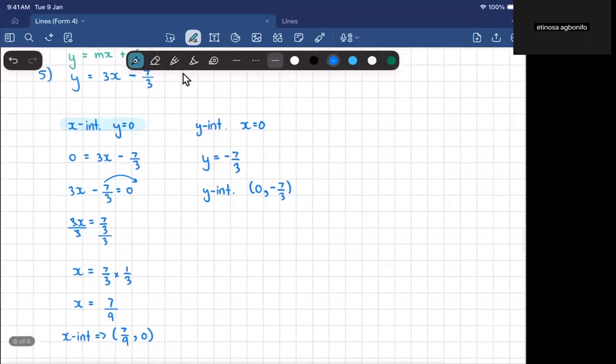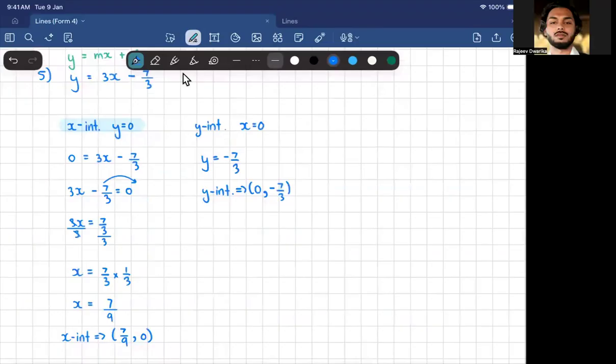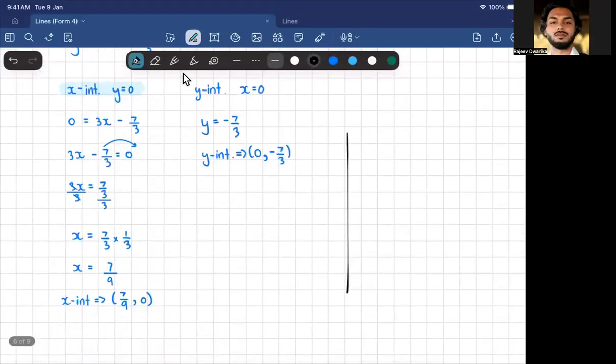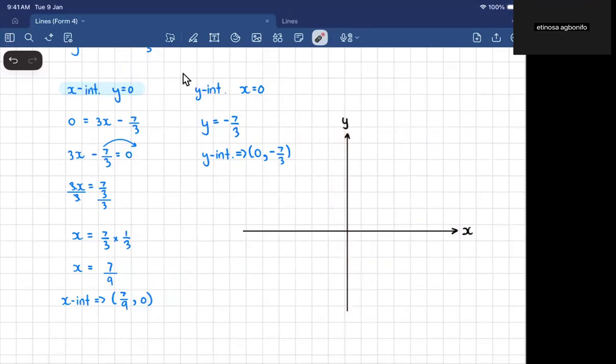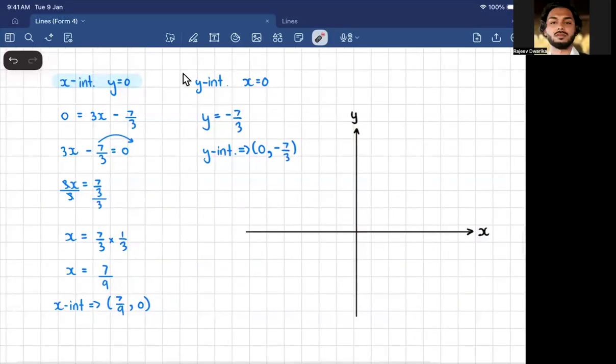Yes, sir. We have the 2 points we need. So now we are going to draw the y and x axis. Right? So we have a y-axis over here. We have an x-axis over here. Etiosa, is this horizontal or vertical? Vertical. Right. Nice. So let's put down the x-intercept first. Etiosa, if we are talking about the x-intercept, are we on the x-axis or are we on the y-axis? We're on the x-axis. Right, because it says x-intercept.